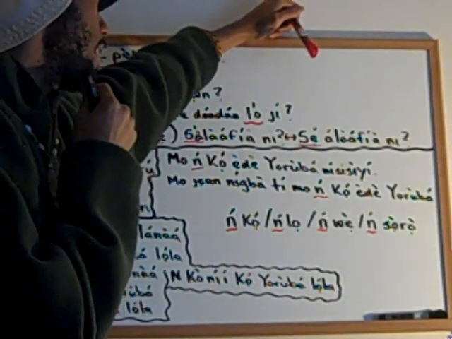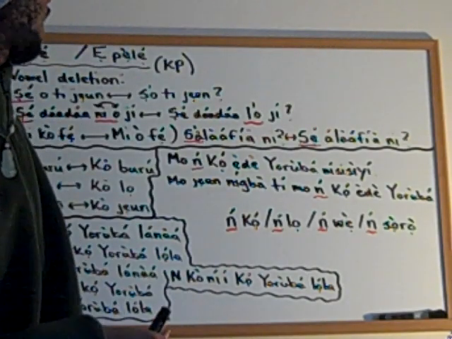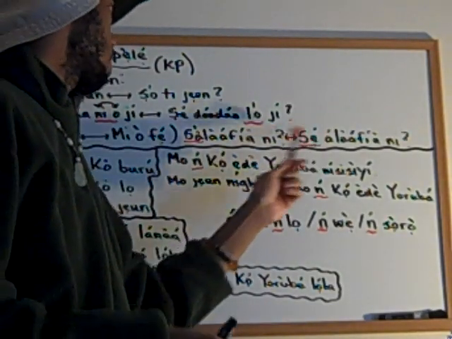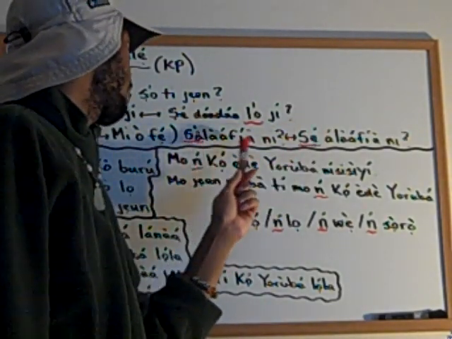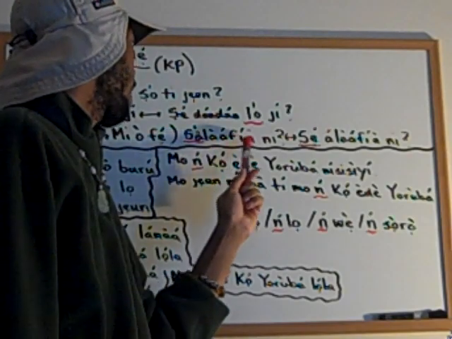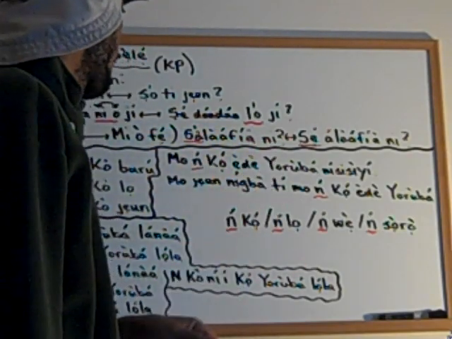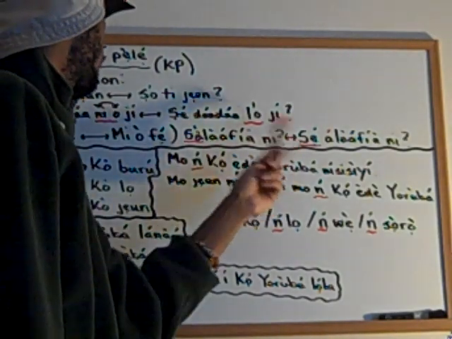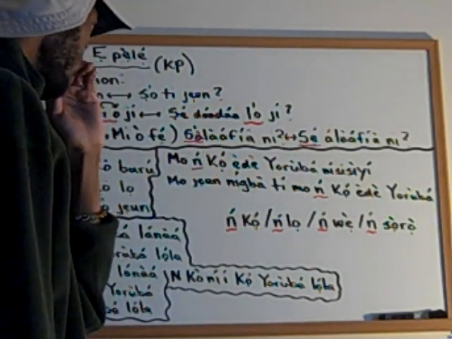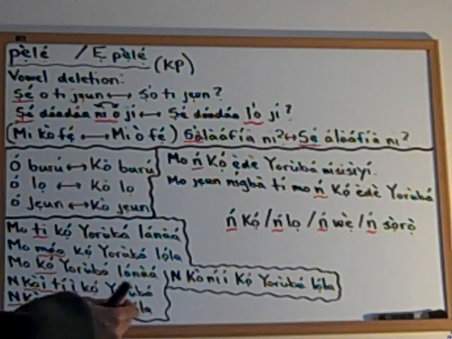Okay, so she'alafiani. Now, when they say it fast, the e is gone. They'll say she'alafiani. Okay, pretty simple. Just drop off that vowel and add that apostrophe there. All right. So that's what happens when the vowel leaves.